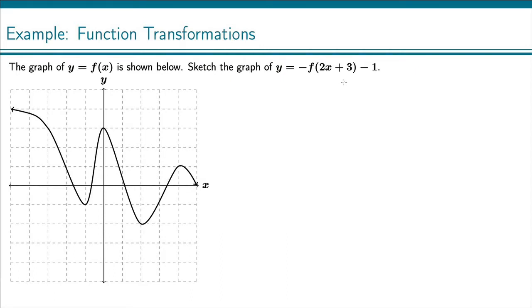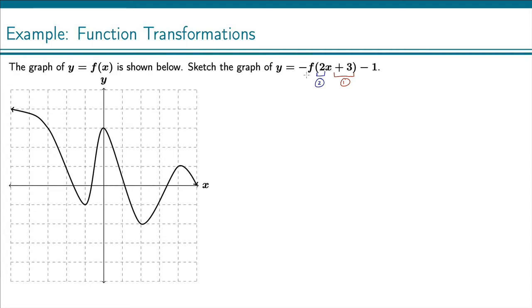So a general rule that we're going to follow is we are going to first do any horizontal shift. That's the first thing we're going to do, horizontal shifts. The next thing we're going to do is any number in front of this x, that could include a negative or any horizontal shrink or stretch. That's going to be the second thing we do.